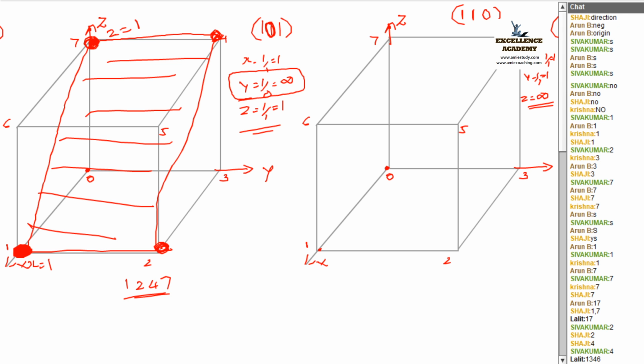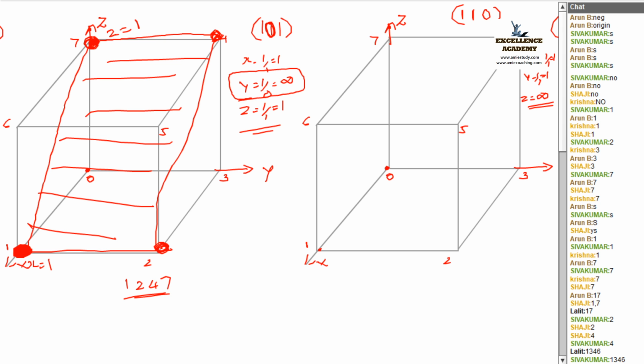Alice says that it is 1, 3, 4, 6. Shivakumar also says that it is 1, 3, 4, 6. Yeah, 1, 3, 4, 6. Let's check whether it is right or wrong. Arun?